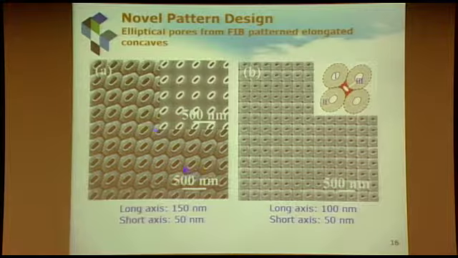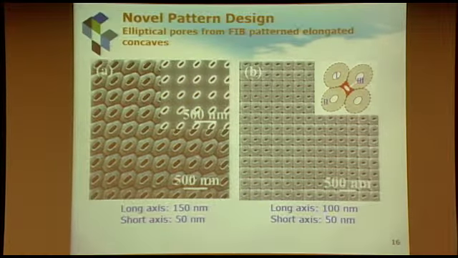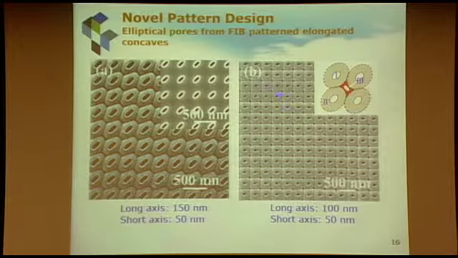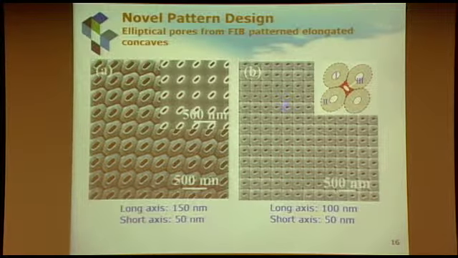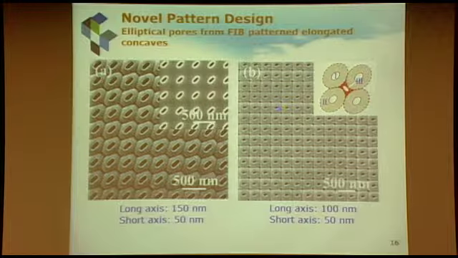And then we went back. Another interesting thing actually happened. You see I have the dimensions here. The major change we have made is to, during the patterning process, make this long axis a little bit shorter. Just go from 150 nanometer to 100 nanometer. And then the interesting thing is we can create a set of new pores. And this set of new pores, they grow, the long axis direction is actually perpendicular to the original long axis direction.